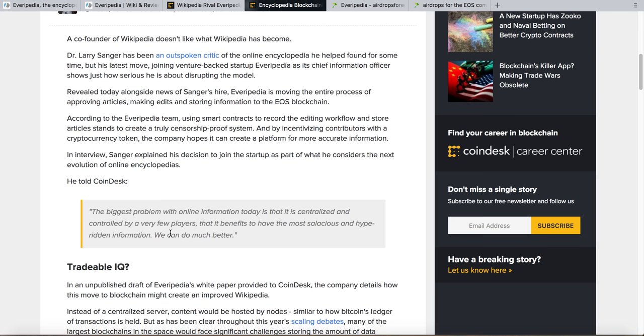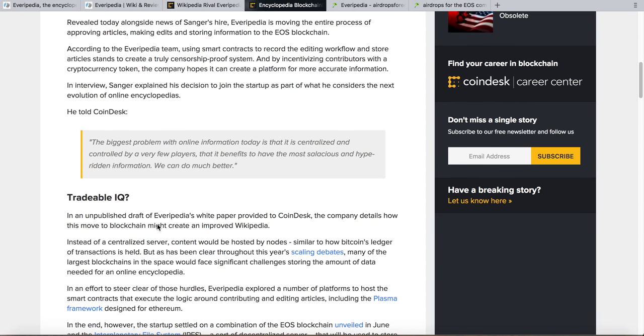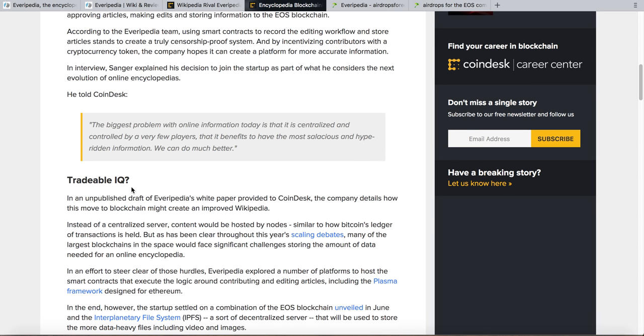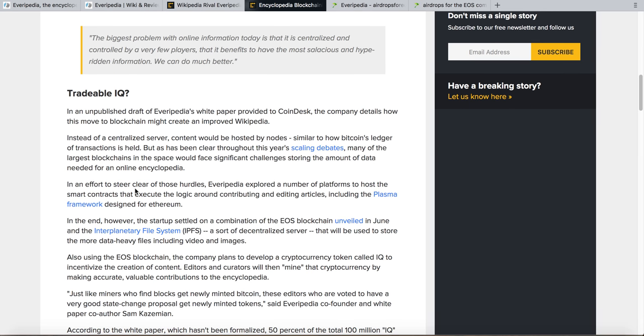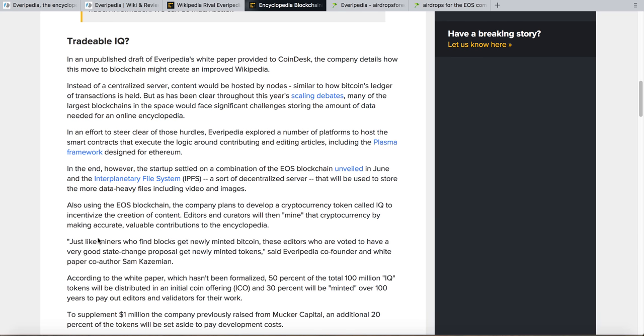The biggest problem with online information today is that it is centralized and controlled by a few players, and it benefits the most salacious and hyper-written information. We can do much better. And IQ, the tradable IQ token, is the token for Everipedia. They're going to utilize the EOS blockchain, and they're going to run on IPFS nodes, which DTube also uses, the same IPFS as well.